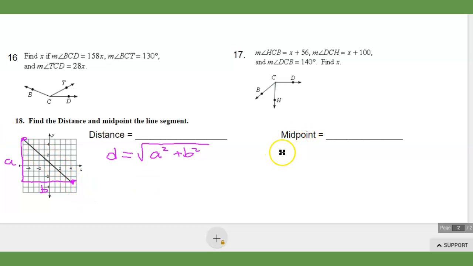All right, midpoint, recall that the midpoint is like the average of the x's, or the middle of the x coordinates. So you just add them up and divide by 2. That's the average, or the middle. Same thing with the y coordinates. So these are totally doable problems, simple calculations.